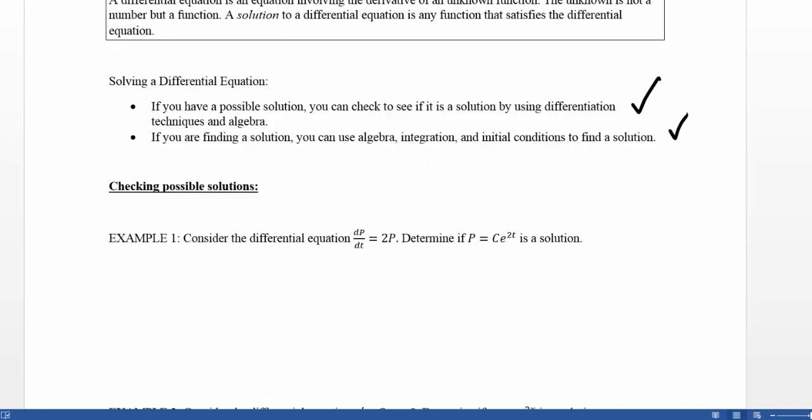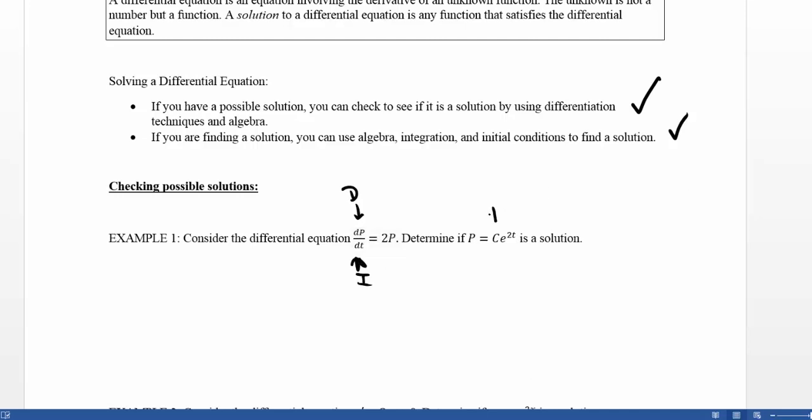Example 1. Consider the differential equation dp/dt equals 2p. So the derivative of p is equal to 2p. We want to determine if p equals c e to the 2t is a solution. Remember, by looking at our differential equation, p is our dependent variable and t is our independent variable. We can tell that from the derivative. The dependent variable is always on top and the independent variable is always on the bottom.